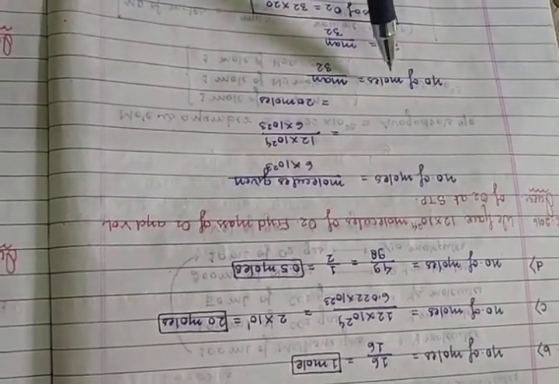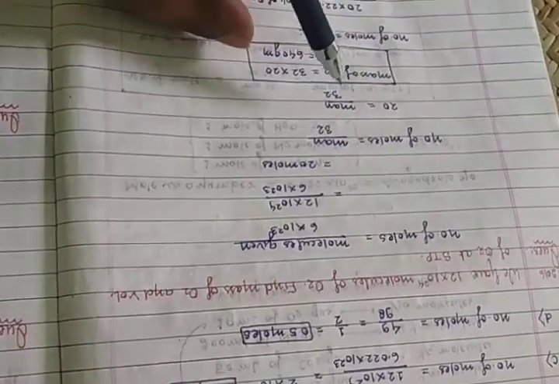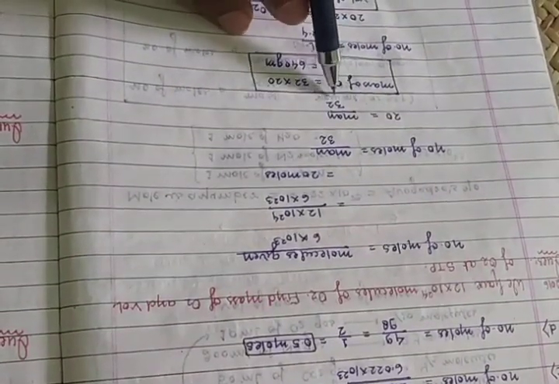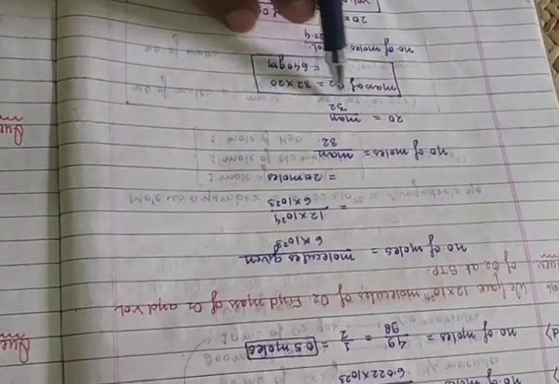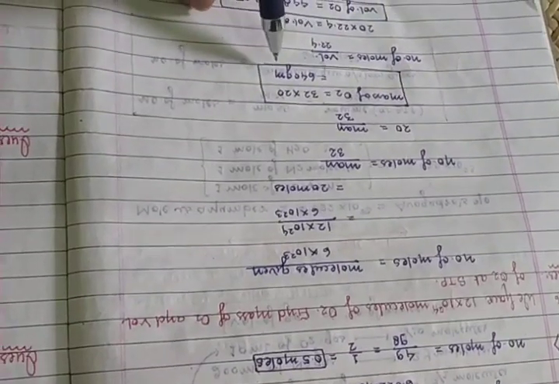32. The number of moles is given. So now there is a mass divided by 32, just cross multiply. The mass of O2 is 640 gram.